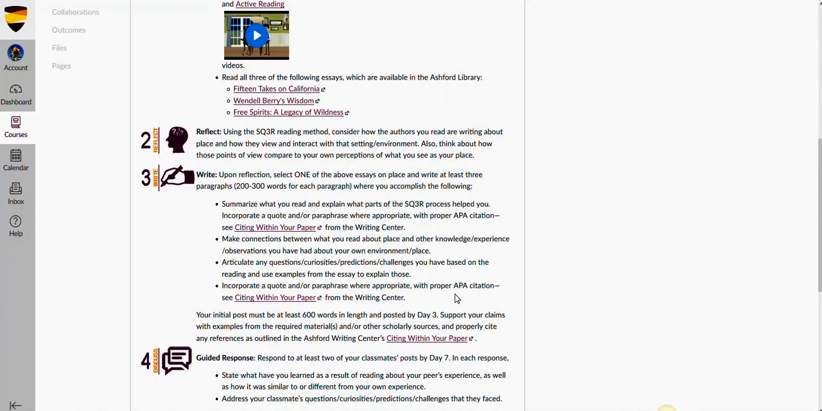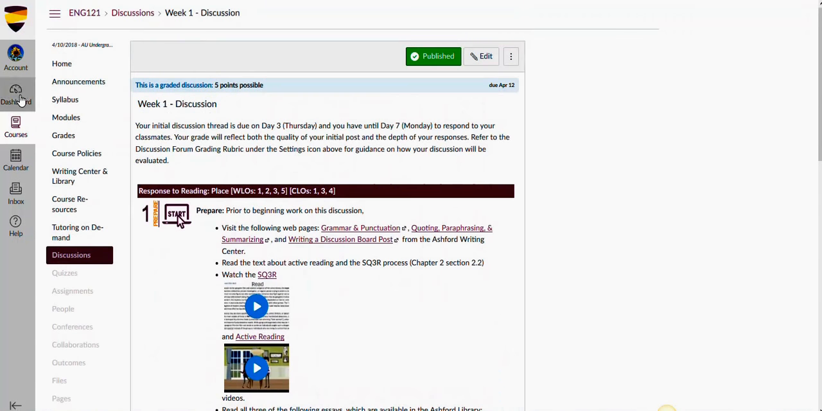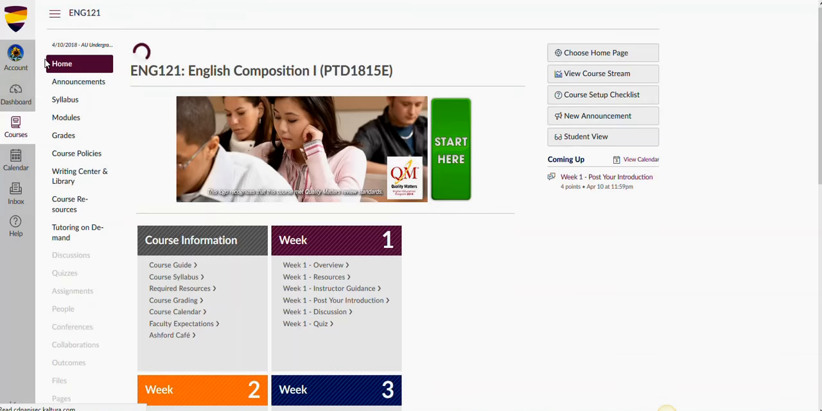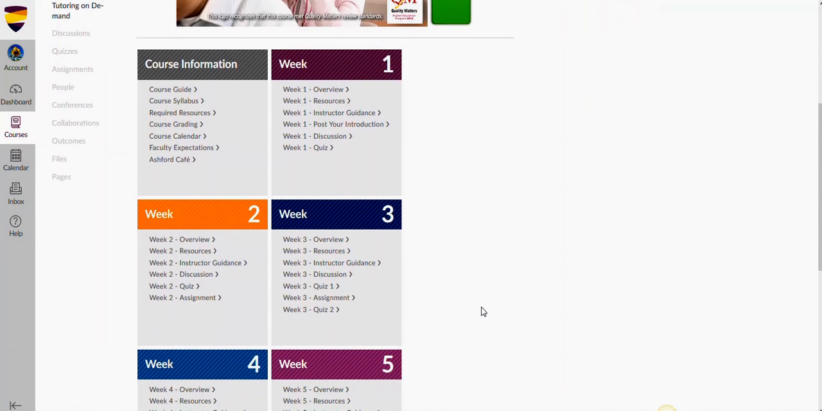So all of the requirements for what they need to write about, it's right here. So also, take a look at those directions in depth, and there's guided responses for how they need to respond to their peers. Week 2 discussion is communication, and the theme for week 5 is speaking out. And so again, there's 3 essays for each week. They're required to read all of them.